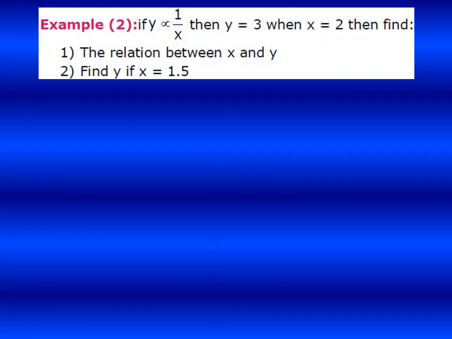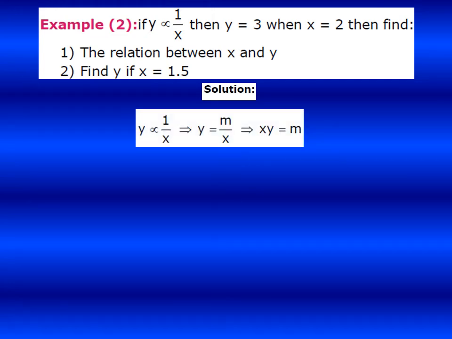Example 2, if y varies inversely with x, then y equals 3 when x equals 2. Then find number 1, the relation between x and y. Number 2, find y if x equals 1.5. Solution.